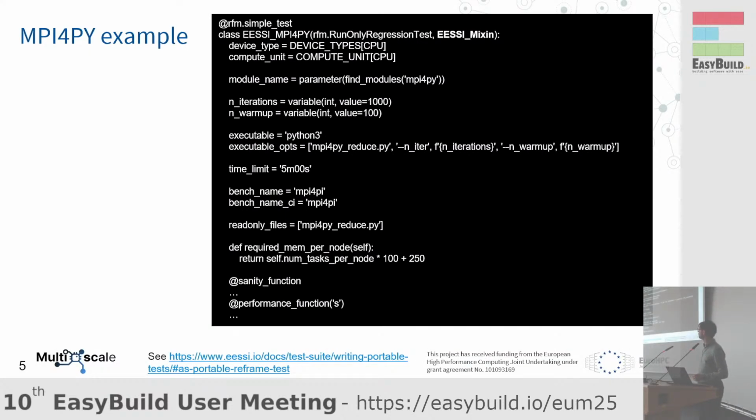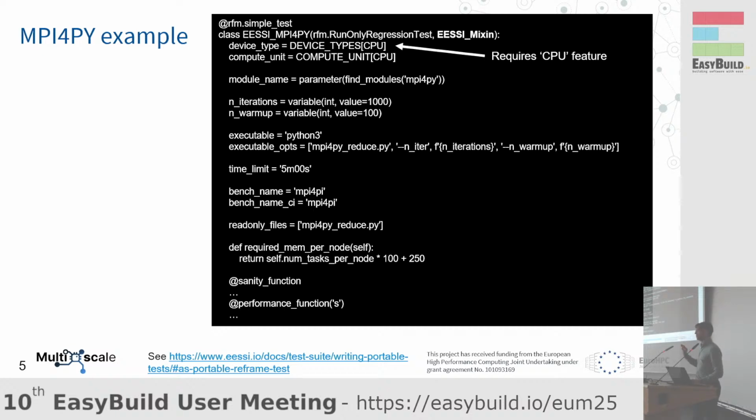What does a test class look like? So this is the most simple one that we have. It's also the tutorial, if you look at the documentation on how to write tests for the Easy Test Suite. The key part is actually at the top. It inherits from a class called EasyMixin that contains all of this logic that does things like, okay, I want to launch 1 task per core.